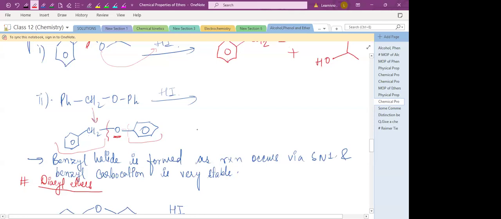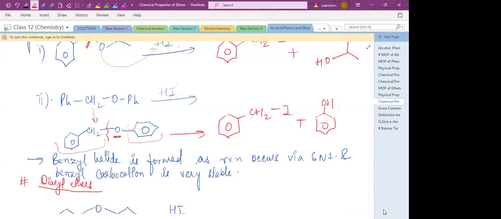So here it will form benzene ring CH2, and iodine will go to it, plus it will form phenol, O and H. Phenol plus this one. So that's the product. Clear?